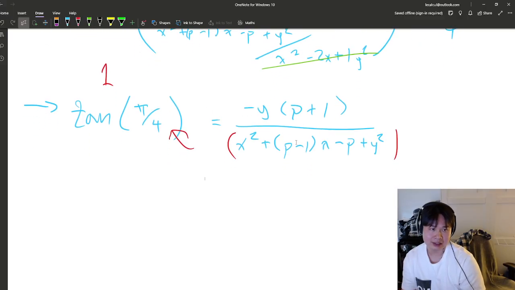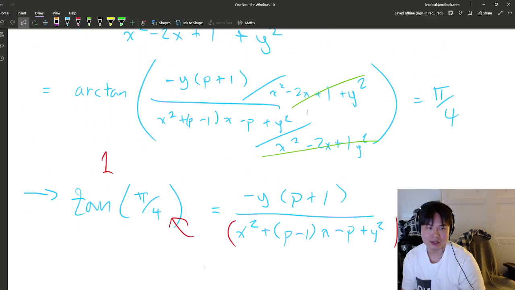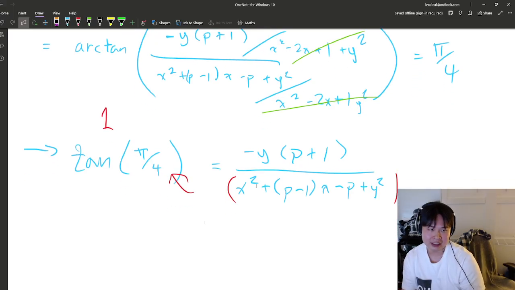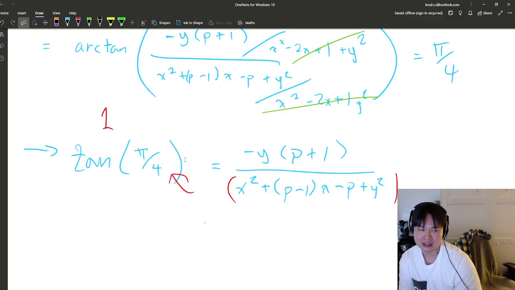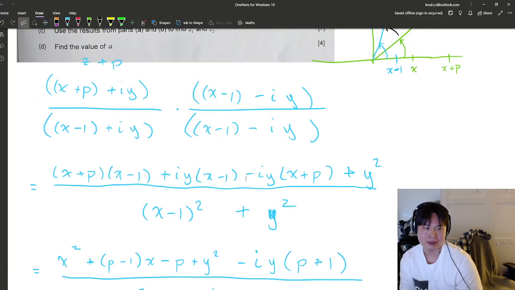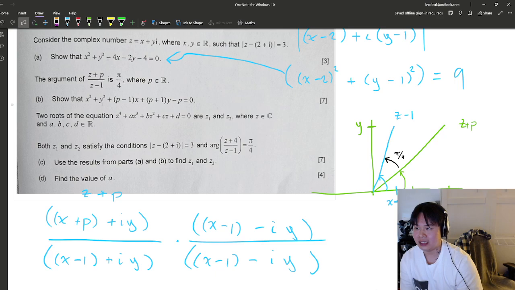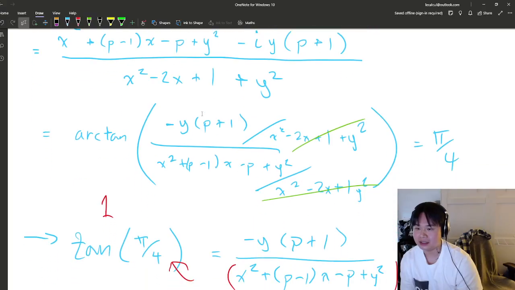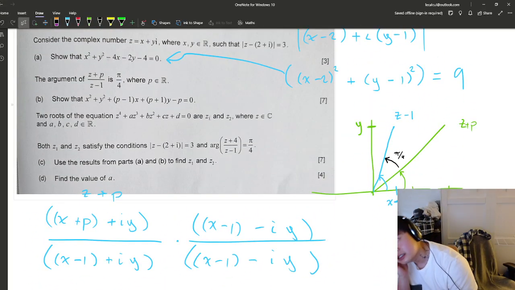We change that into a tan statement. So this statement is equivalent to saying that tan pi over 4 is imaginary over real. Tan pi over 4 is 1. Multiply the denominator over to the other side. Gather all your like terms. You should get this thing. Shit. Stupid me. Okay. Now we have a polynomial.